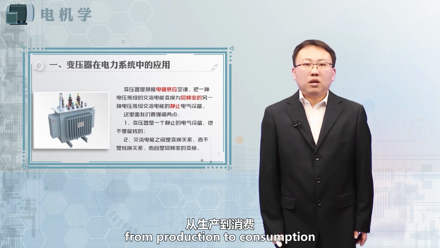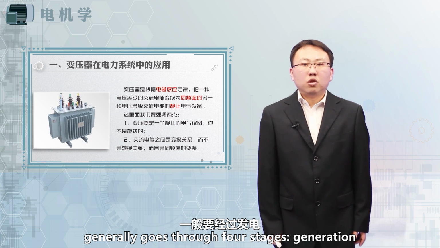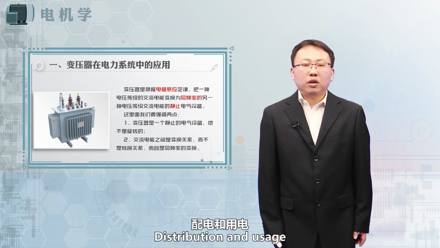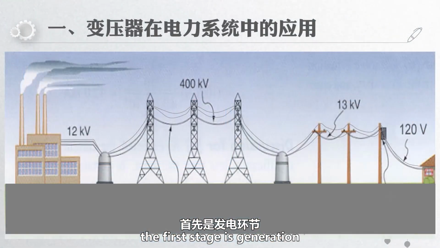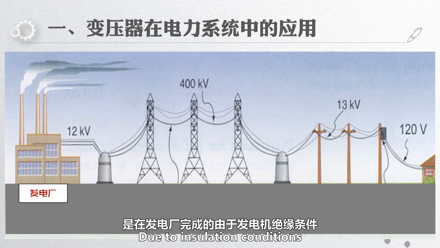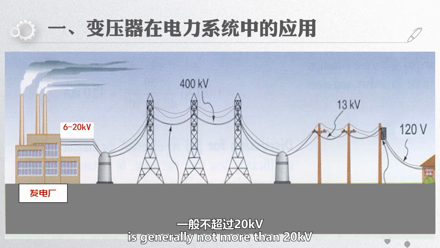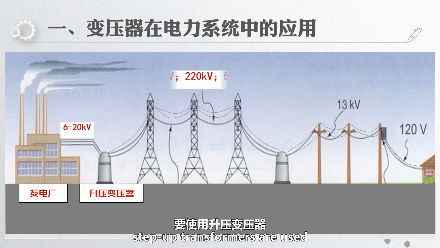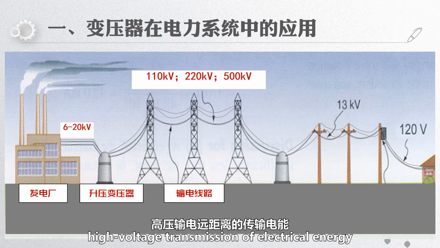Electrical energy from production to consumption generally goes through 4 stages: generation, transmission, distribution, and usage. For power systems, the first stage is generation, which is completed in power plants. Due to installation conditions and speed limitations of generators, the maximum voltage of generators is generally not more than 20 kilovolts. Secondly, step-up transformers are used to increase the voltage for long distance, high voltage transmission of electrical energy.